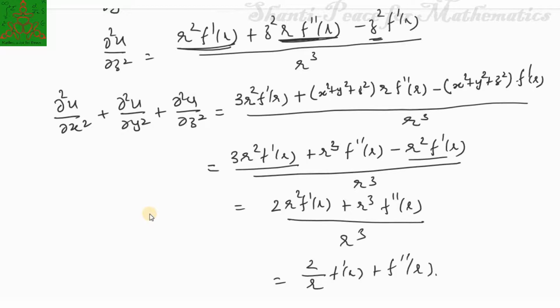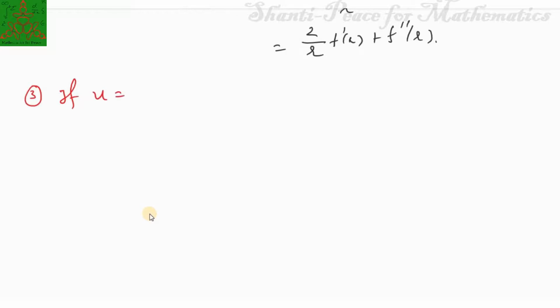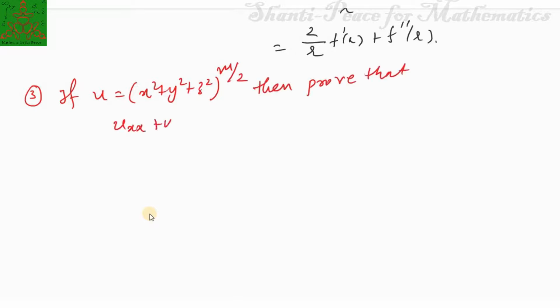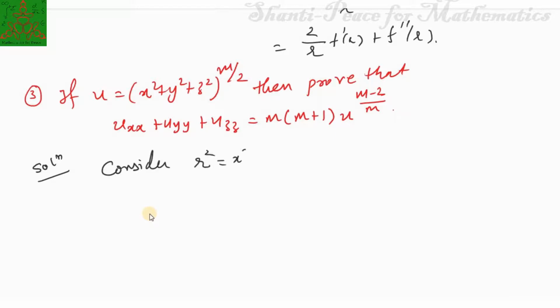Let's have the third example. If u equal to x square plus y square plus z square raised to m by 2, then prove that uxx plus uyy plus uzz equal to m into m plus 1 u upon r square, that is, u r raised to m minus 2. So it is an example of similar type as we have above. Solution for this, let us consider r square equal to x square plus y square plus z square. So therefore u is actually r square power m by 2, so that's why it is r raised to m.